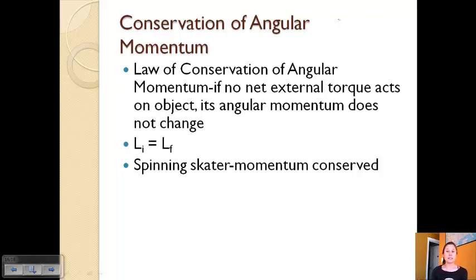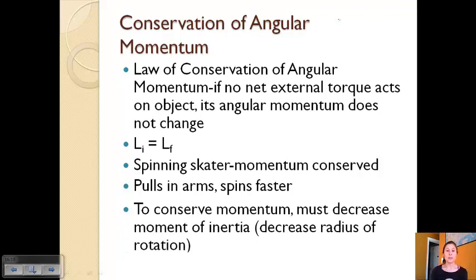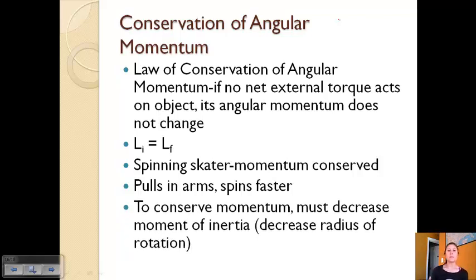So if we think about a spinning skater, his or her angular momentum is conserved. If they want to spin faster, they pull in their arms and they decrease the radius from the axis of rotation. So to conserve momentum, we must decrease the moment of inertia, which means to decrease that radius of rotation. And so that's what happens when you pull your arms in. You're decreasing that radius. If you extend your arms, you're increasing that radius.